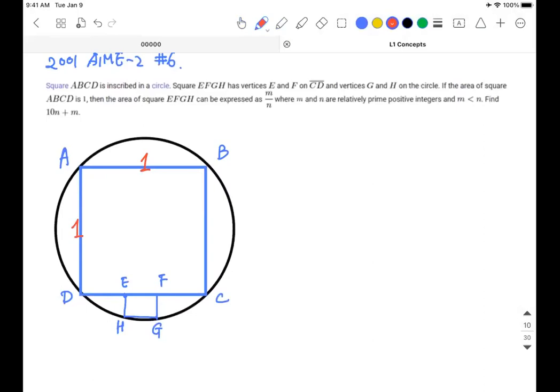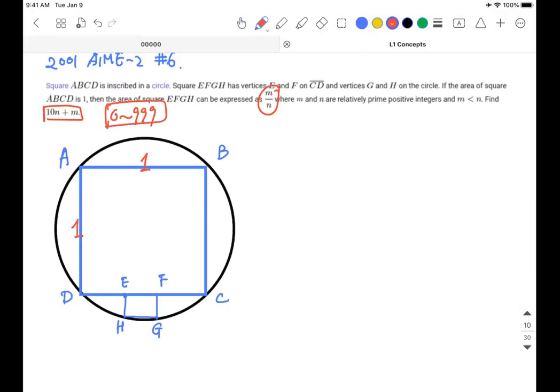Then the area of the square EFGH can be expressed as m over n, where m and n are relatively prime numbers, m lesser than n. Find the value of 10n plus m. Like I said, this is a typical way that AIME likes to ask. Because AIME needs one number from 0 all the way to 999, the question wants you to put it into an integer number after all your calculation.